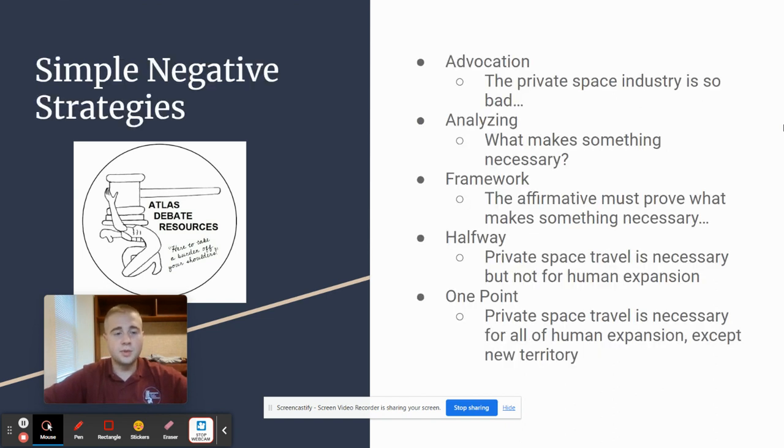So, moving forward, some simple negative strategies. If you notice, three are very similar, or pretty much the exact same, but the flip side for the negative. Again, the first is advocation. So you would say the private space industry is so bad. It creates all of this destruction of the environment, all of this pollution. It puts money into people's hands, and only the top 1% can use it. All of these different things. So instead of advocating for, you're now advocating against.